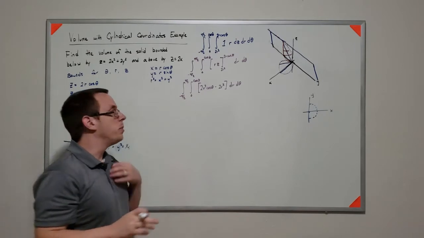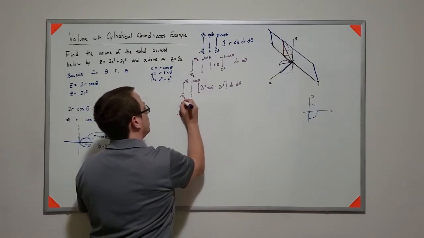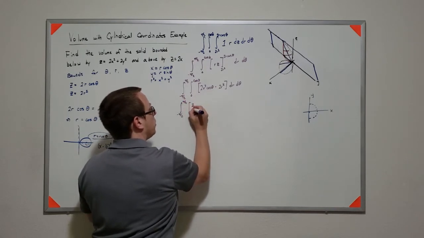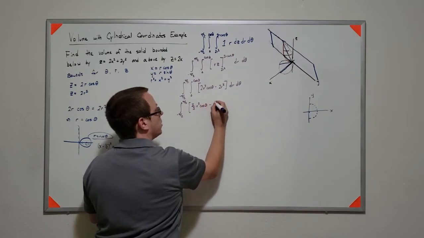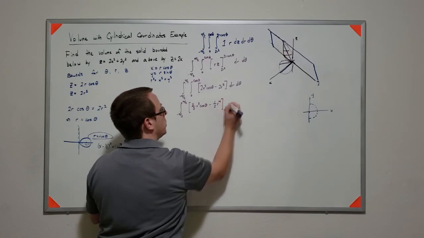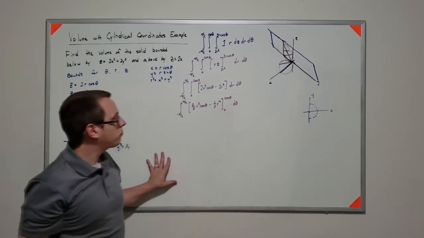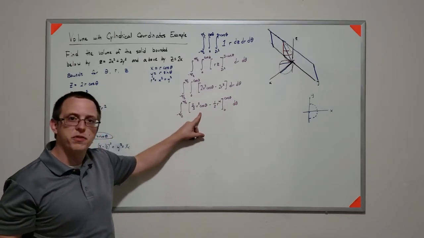We're integrating with respect to R. So we go from negative pi over 2 to pi over 2. The antiderivative here is 2/3 R cubed cosine theta minus 1/2 R to the 4th from 0 to cosine theta d theta. Now what you find is when R is 0, these terms vanish.